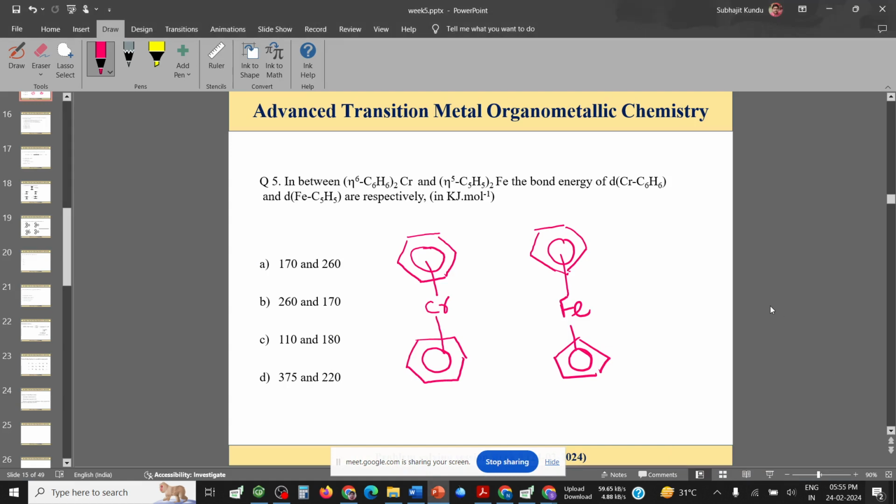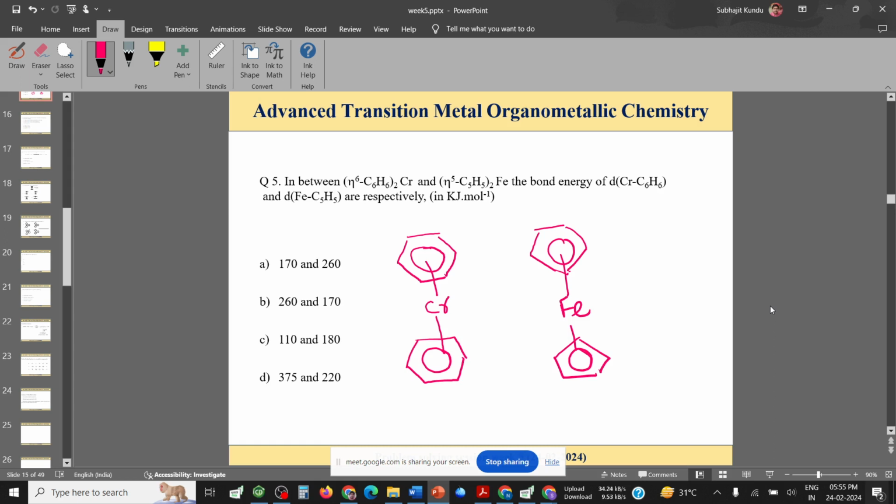So now with the discussion I have already completed 1 hour. So now that is half of the questions. The fifth question is: between eta 6 C6H6 chromium, that is the bis arene chromium complex, and eta 5 C5H5 whole twice iron, that is ferrocene, the bond energy of chromium arene and iron Cp, the cyclopentadienyl, are respectively.